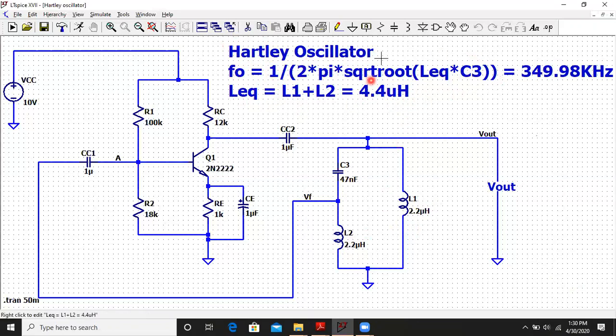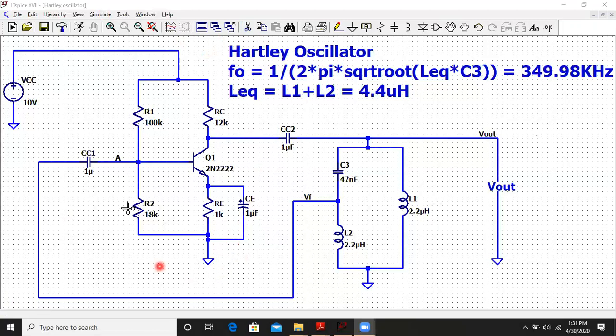So if you substitute the other values, that is C3 is around 47 nanofarad and L equivalent is around 4.4 microhenry, in this formula of f naught, then our theoretical value as per the formula comes out to be 349.98 kilohertz. So this is the value which we are getting in a Hartley oscillator. For your reference, the circuit is already built up. Now let me just run the circuitry and show you the results.